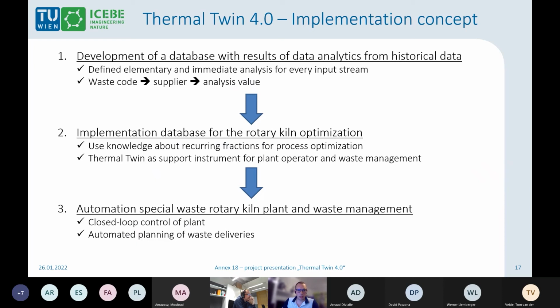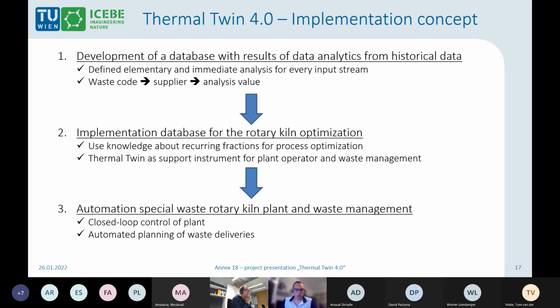And with this knowledge, we can go to the second step. We can connect this database with the rotary kiln control system to optimize it, and use this knowledge about recurring fractions for the process optimization. So the second step would be a one-directional automatic data flow from the control system to the database, so a digital shadow, which can guide the plant operators and the waste management as a support instrument.